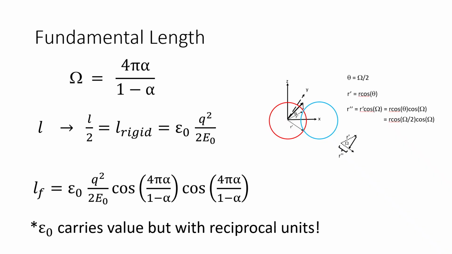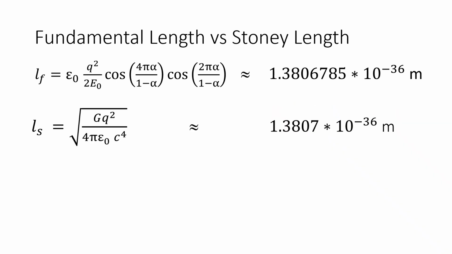Now, if we put the ideas together, we can combine the rigid length with the concept of distinguishability to produce a final fundamental length as shown. Essentially, the fundamental length is just the value obtained from the vacuum permittivity, but adjusted by the two cosine factors to account for the constancy of light propagation and its effect on distinguishability for an electromagnetic event. Consider the fundamental length we derived with respect to the Stoney length derived over 150 years ago.